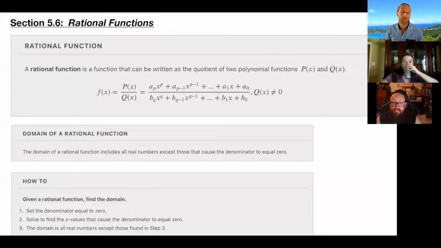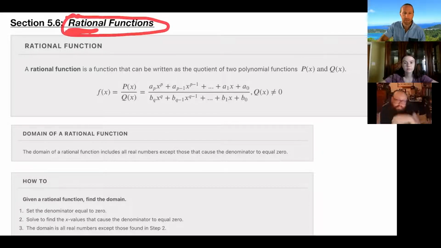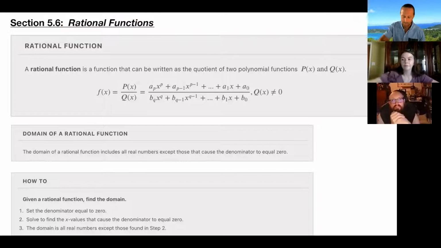We're going to kick it off with 5-6. And the root word to what the title of this chapter, section 5-6, is ratio. So what we're going to be talking about are other types of functions to add on to all the others that we've been speaking about in depth. And that is a ratio or rational function. For lack of a better term, a ratio is a fraction.